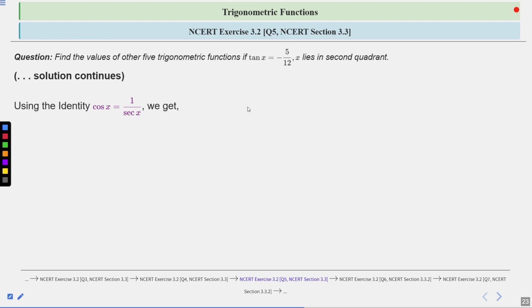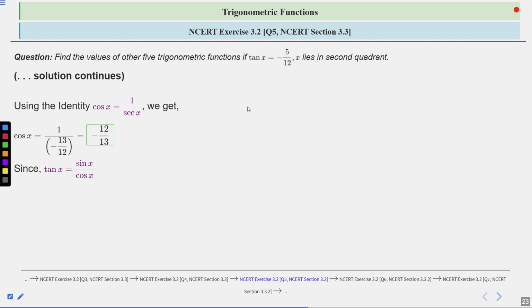Using the identity cos x equal to 1 upon sec x, we get cos x equal to 1 upon minus 13 by 12, which is equal to minus 12 upon 13.